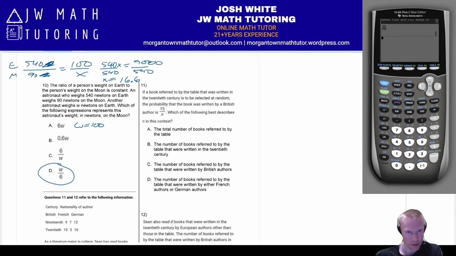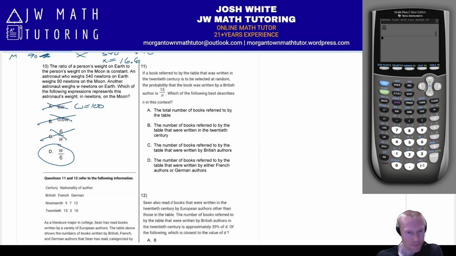Well, 6 times 100 is 600, wrong. 0.6 times 100 is 60, wrong. 6 divided by 100 is 0.06, wrong. And then D, 100 divided by 6 is 16.6. That's the correct one. So that's just an alternate approach using picking numbers that could solve this problem as well.